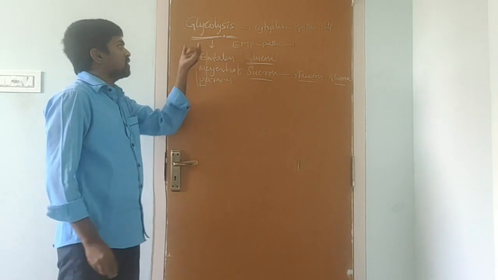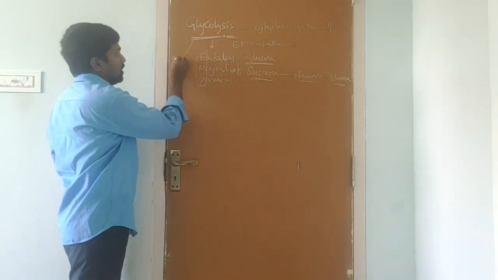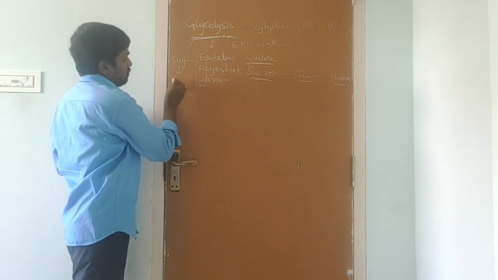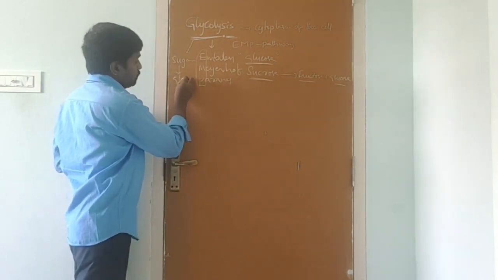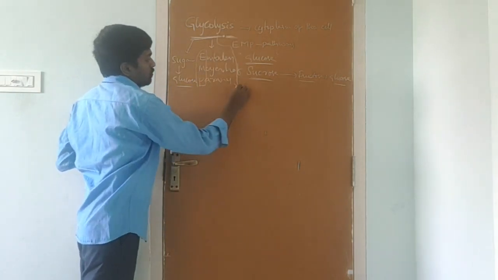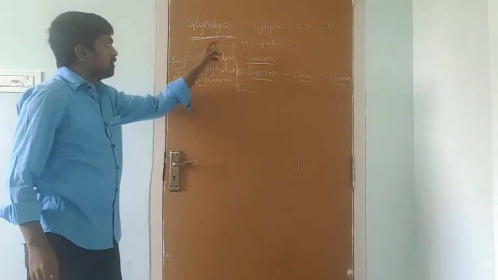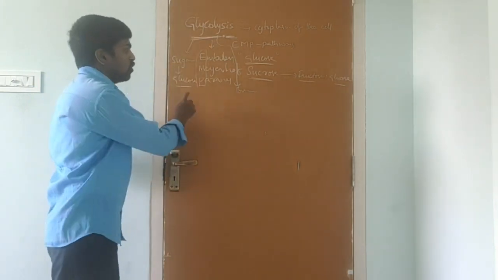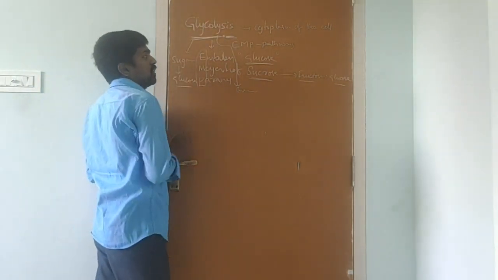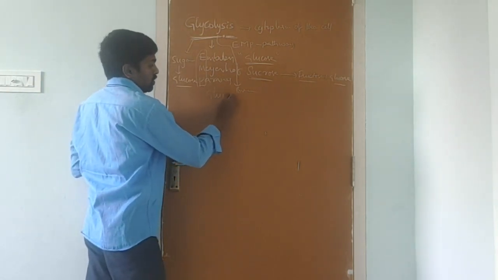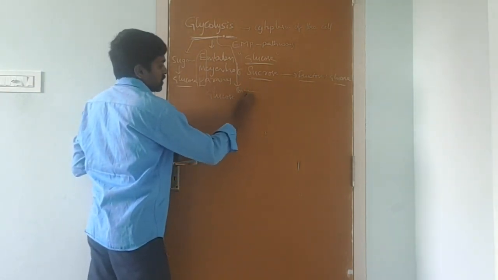Here glyco means sugar. Glyco means what? Sugar. Sugar means here glucose. Lysis means breakdown. Lysis means breakdown, glyco means glucose. Now this glucose is involved in a breakdown process. First, glucose. This glucose is a 6-carbon compound.